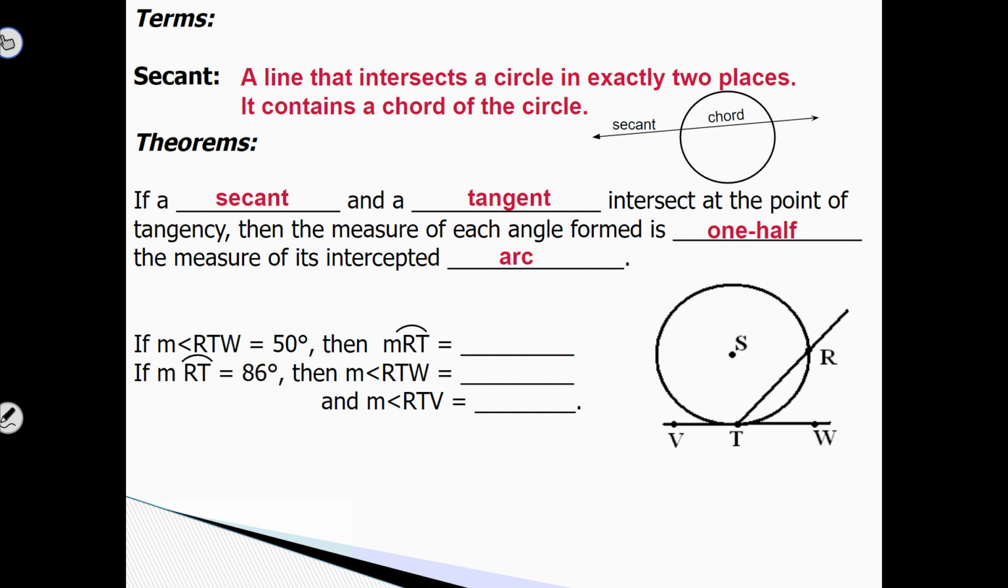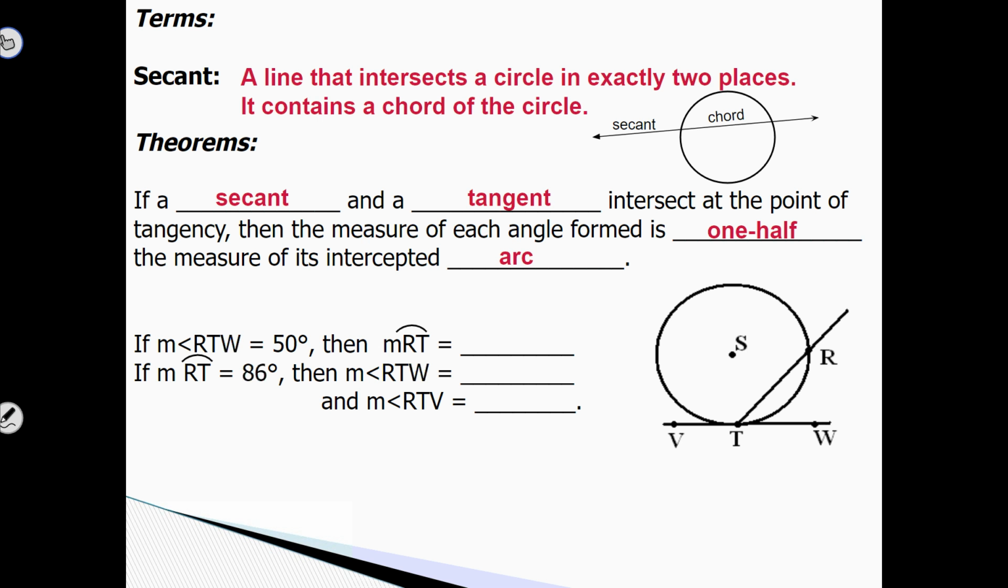They also said we would have a tangent line. That's what this one down here is, VW. A tangent line touches the circle in exactly one spot, so it's not going to go inside the circle. If these two lines intersect at the point of tangency, which they did, at point T, then the angle that is formed by those lines is 1/2 the measure of its arc. So kind of the same rule as last time. If you half the arc, then you can find the angle.